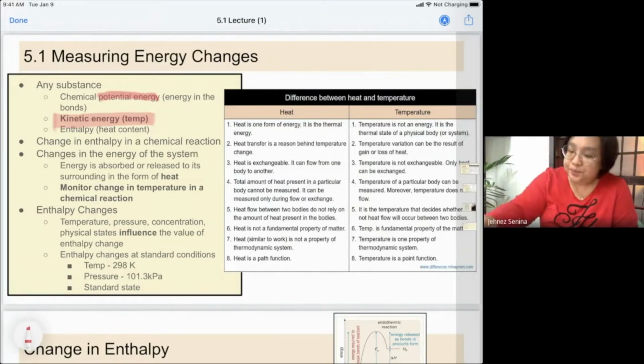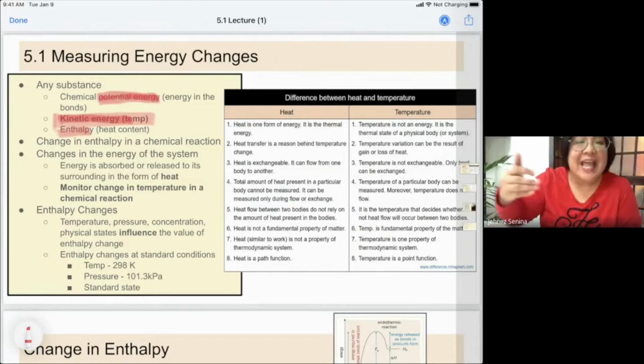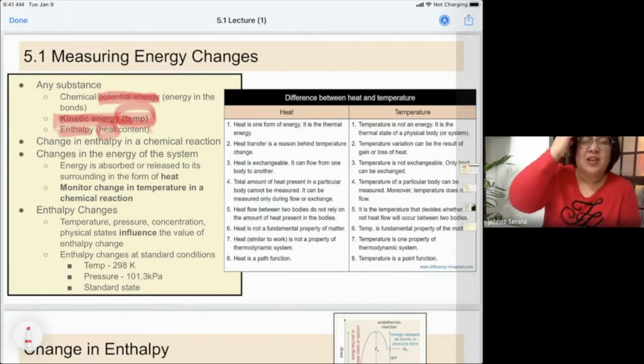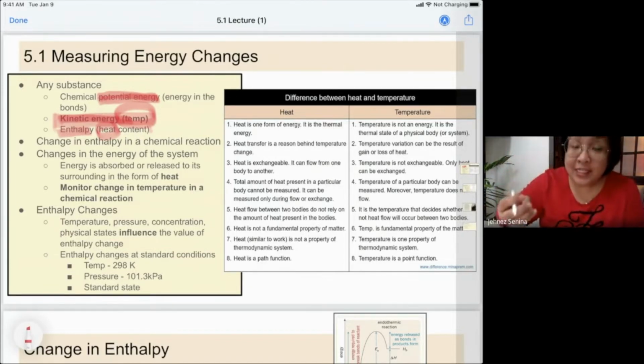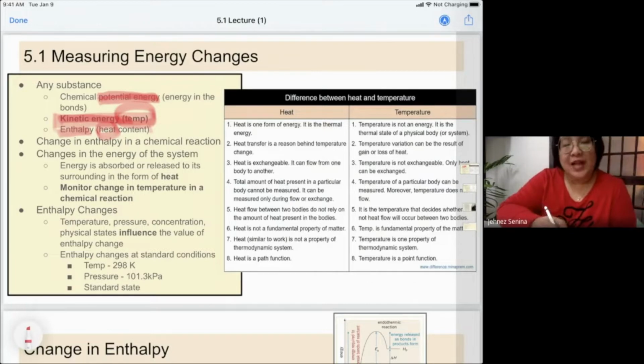Okay, so the substance's potential energy plus the substance's kinetic energy is equal to the substance's enthalpy, its heat content. And then your book went on and on about the difference between temperature and heat. Let me simplify. Temperature, you're measuring the average kinetic energy. When you say enthalpy of the substance, you take into consideration its temperature plus its potential energy in its bonds. So enthalpy, you're talking about the heat. Anyway, so all substances will have enthalpy.